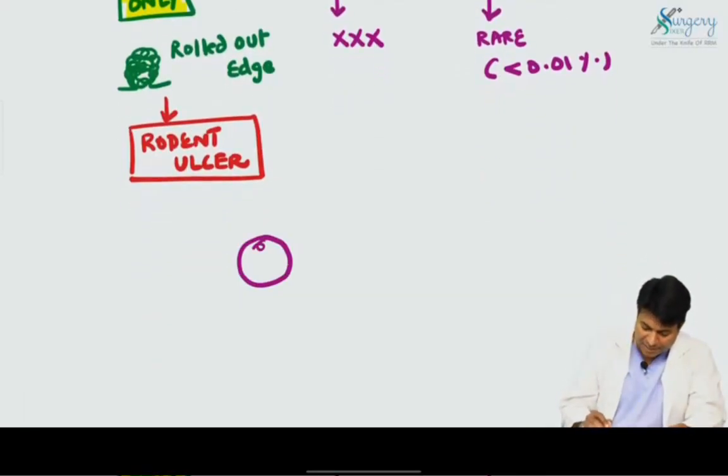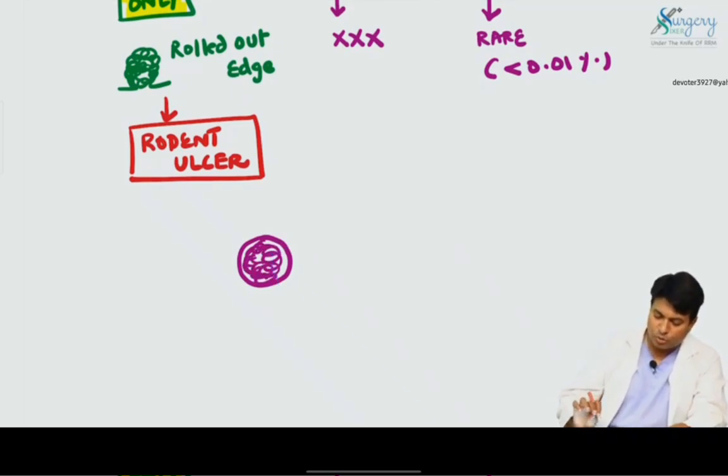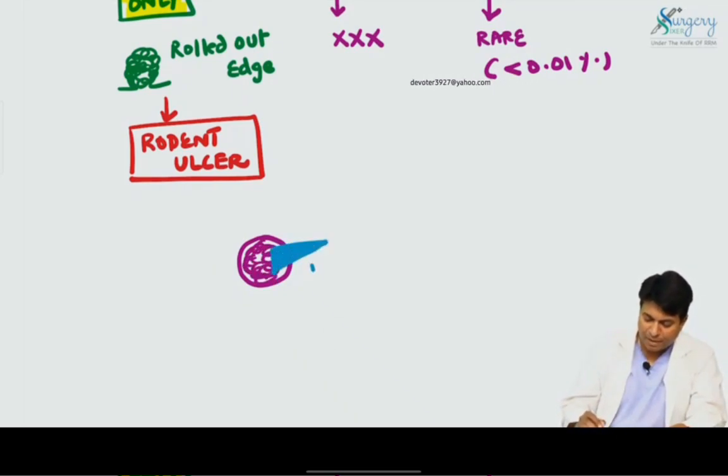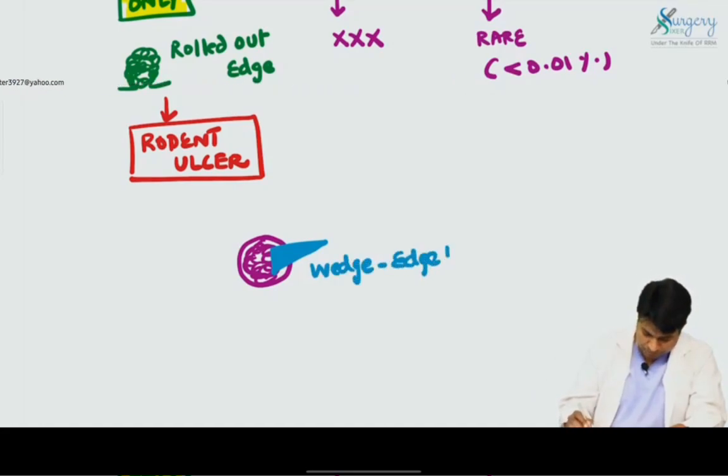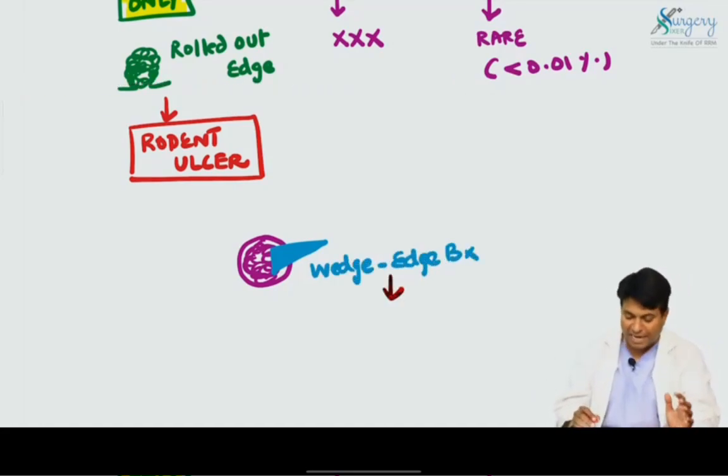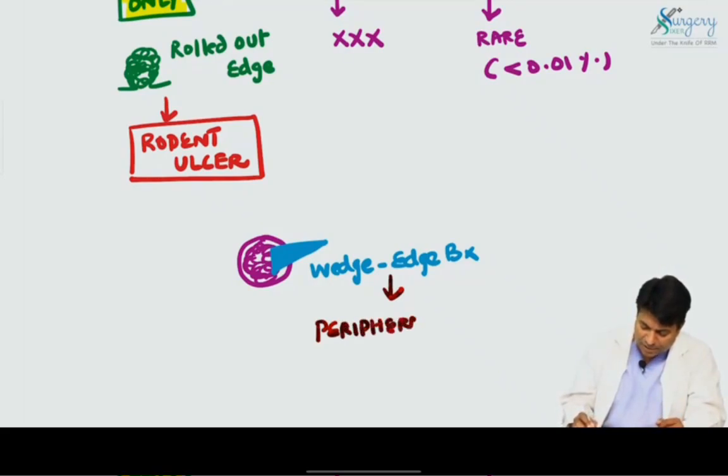When you get an ulcer like this, basal cell cancer having an ulcer like this, you take a wedge edge biopsy. The biopsy you should take is a wedge edge biopsy like this. The biopsy will show you the classical picture, peripheral palisade arrangement of cells. This question can be expected as an image-based question.